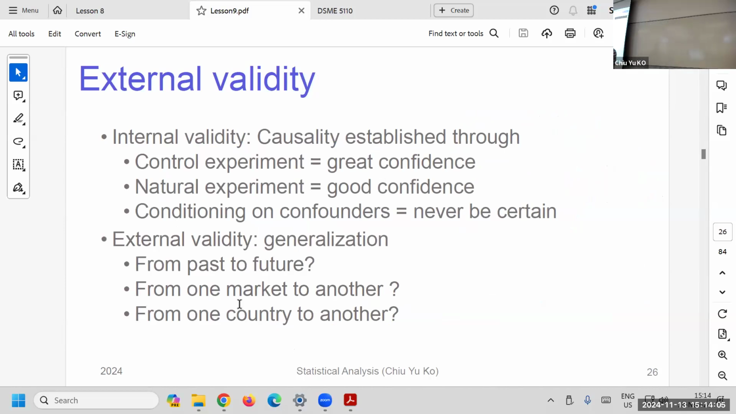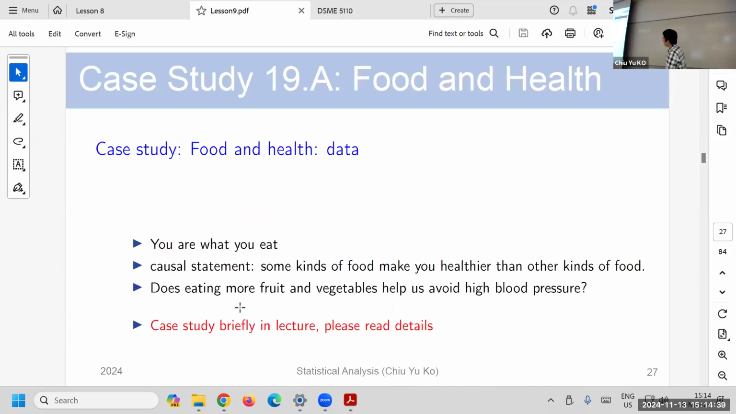So the idea of causality, we said there will be three different types. If you do a controlled experiment, that's what we do, and for an IT manager that is good. If you rely on a natural experiment, that will be okay. If you condition, you are not certain. The problem is that causality has to think about generalization: do you generalize from past to future, from one market to another, from one country to another? That's very important. And probably, before the break, we go to this example, which will be important.